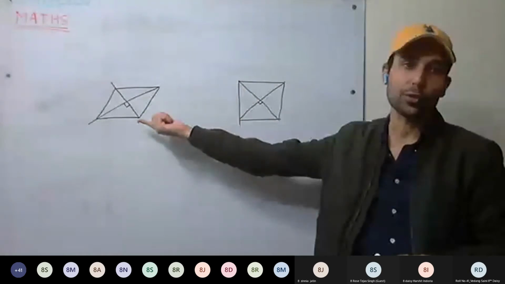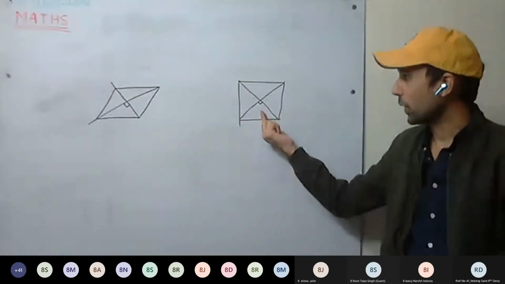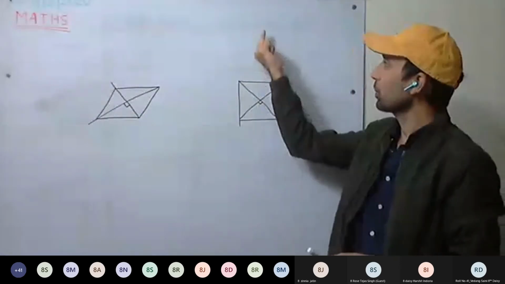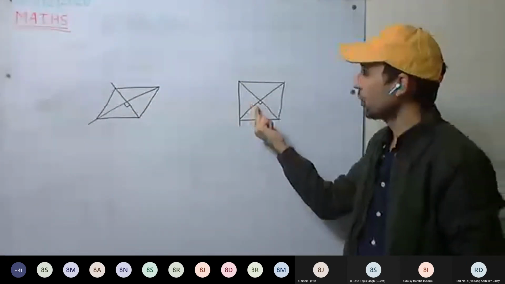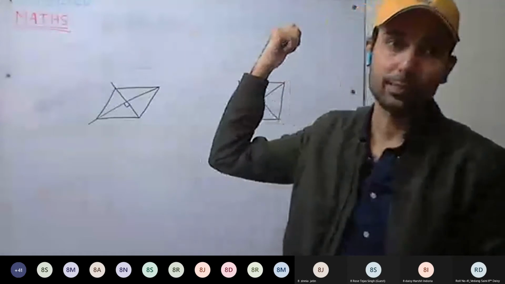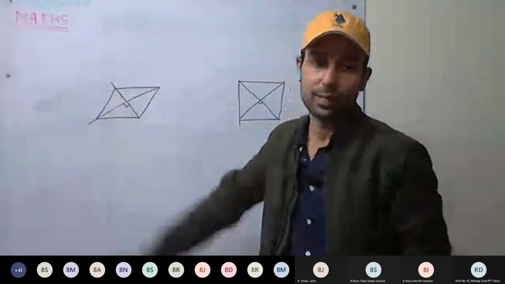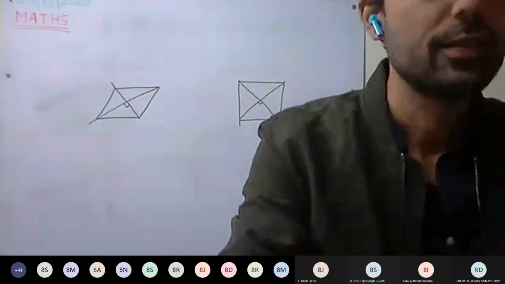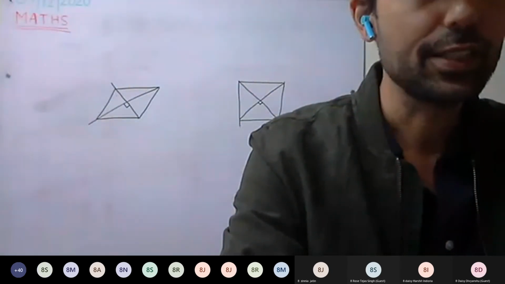So every square is a rhombus. A square follows all the properties of a rhombus, all the properties of a rectangle, and all the properties of a parallelogram. Okay, so we stop here, and do revise whatever we have studied.